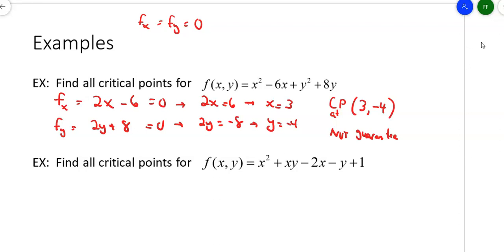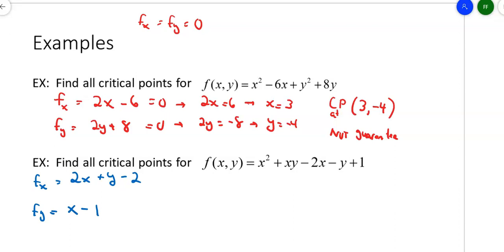All right, how about the second one? The second one has a similar idea, except there's a little glitch to it. So let's find the partial derivative of f with respect to x. All right, we'll get a 2x. Here, x is the variable, y is the constant, so we'll get a plus y. And then the third piece here gives us a minus 2. Right? So the partial with respect to x has a y in it. Well, isn't that interesting? The partial with respect to y is just going to be x minus 1.